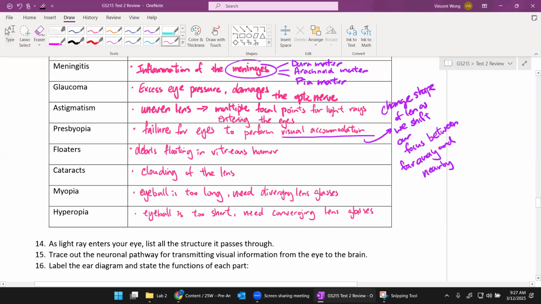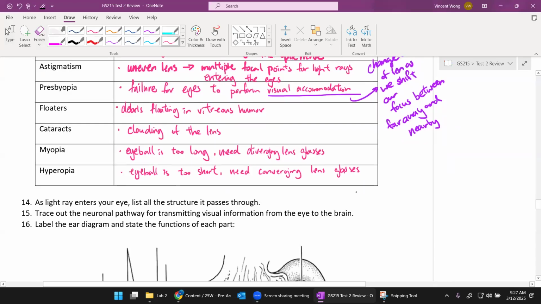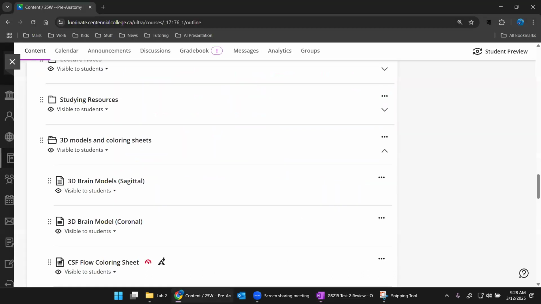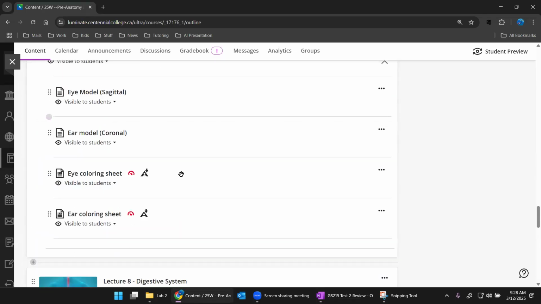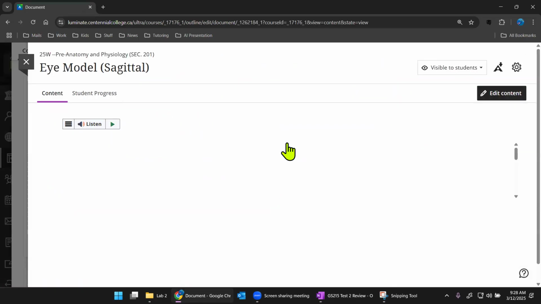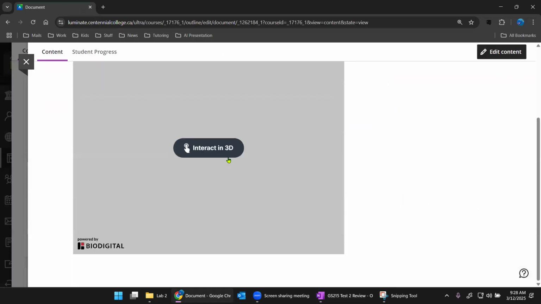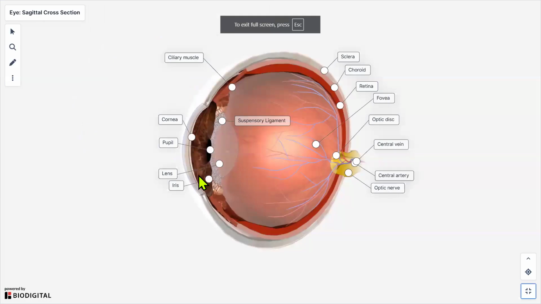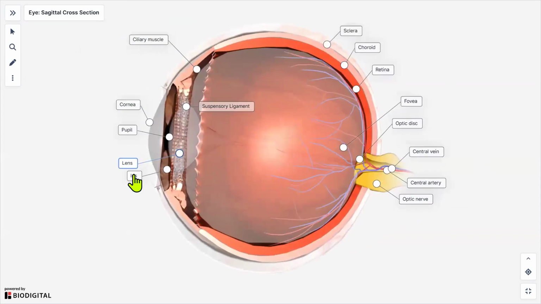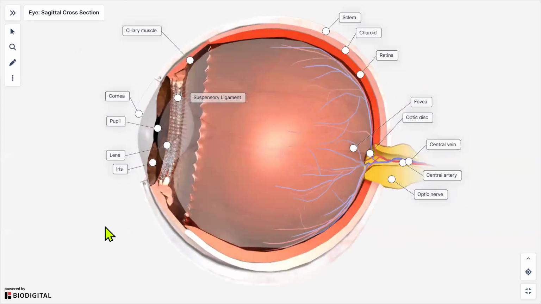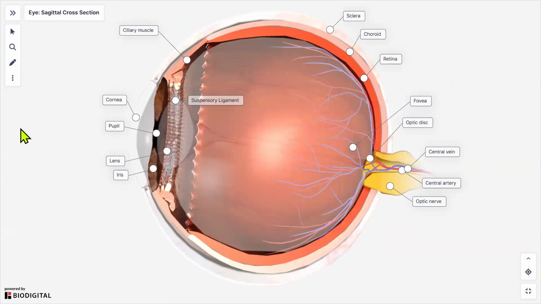Okay, let's take a look at number 14. Trace out all the structures. Maybe it's better if I do it with a diagram, that way you can see it as it's happening. Okay, so there's the eyeball, and we have the front here. Light is going to be coming from the left side.